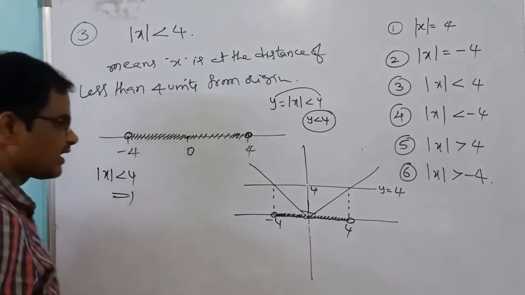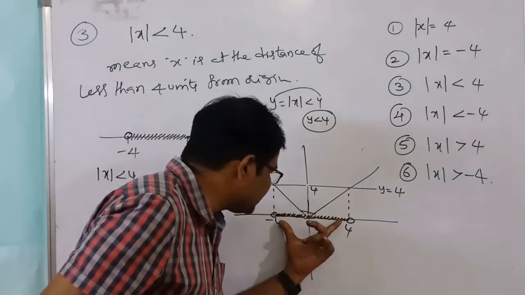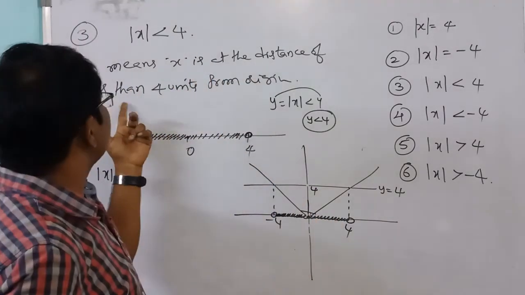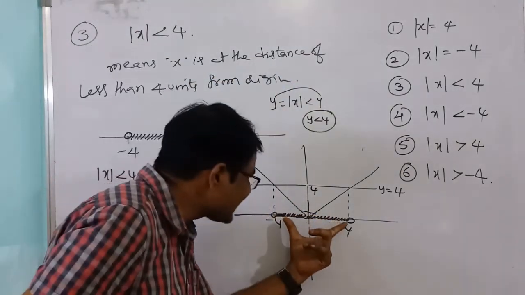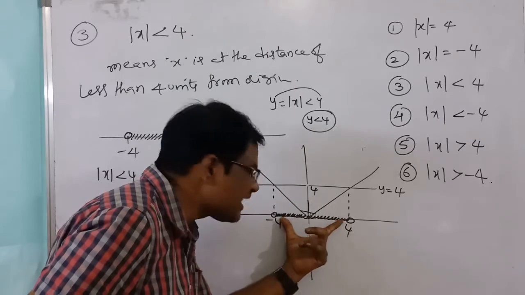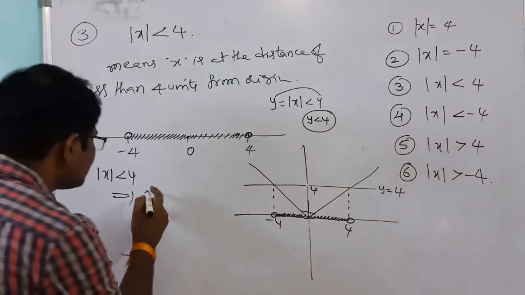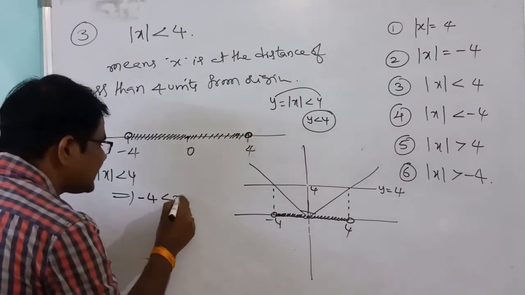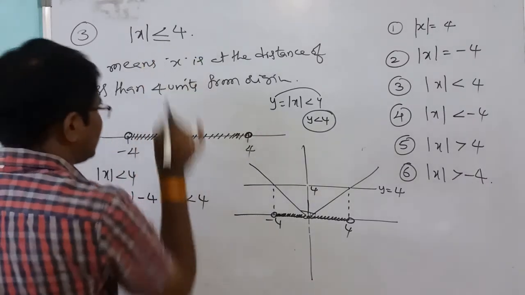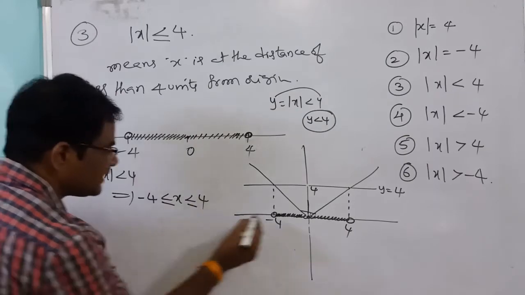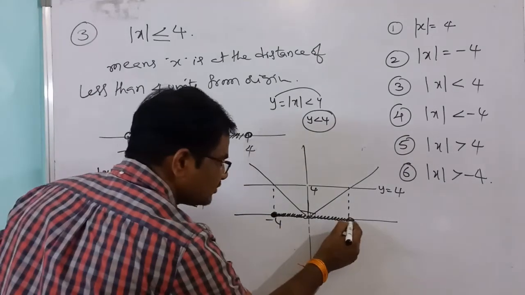Nothing but the distance is less than 4 units from the origin, means x is located between -4 to +4. Means how to write it as -4 less than x less than 4. Suppose if you take equal here, what will you get? Equal you will get. Here also we have to take a closed circle.